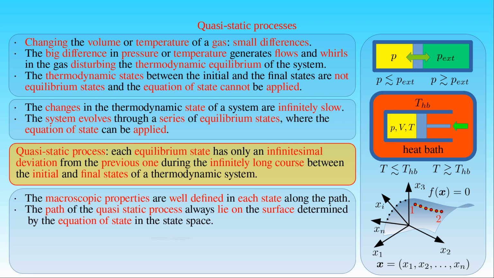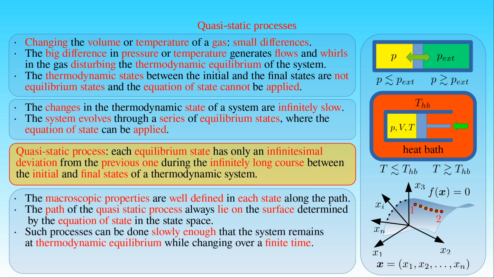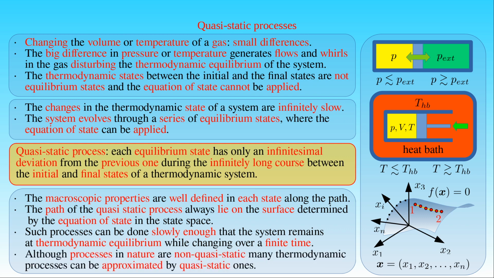Quasi-static processes are idealized processes occurring infinitely slowly such that equilibrium holds at all times, but in practice such processes can be done slowly enough that the system remains at thermodynamic equilibrium at each instant, while it changes over a finite time. Since quasi-static processes cannot be completely realized for any finite change of the system, all processes in nature are non-quasi-static. However, we can study many different thermodynamic processes by approximating them as a quasi-static one, and draw important conclusions on their nature.